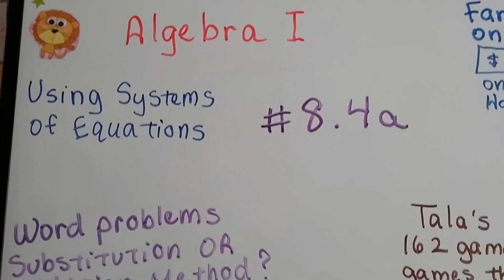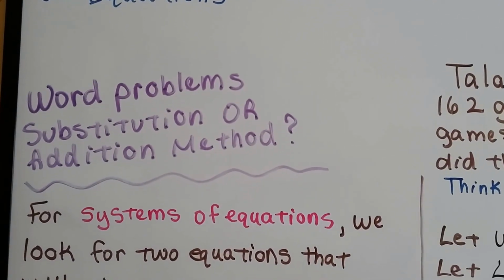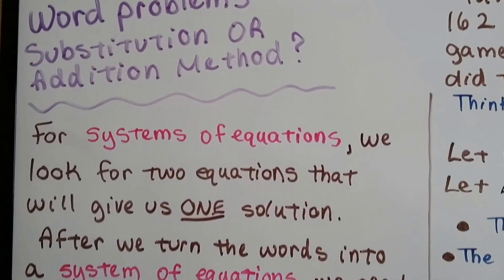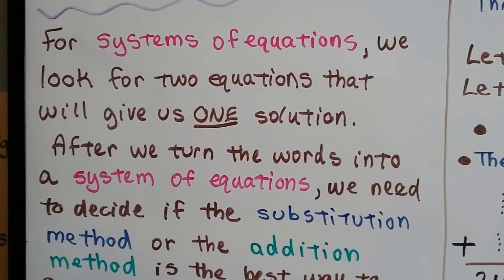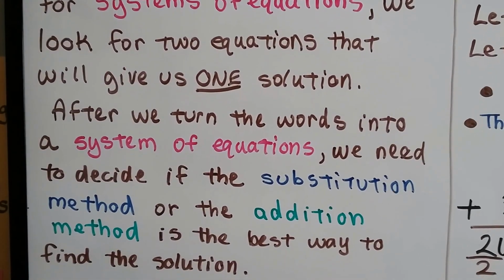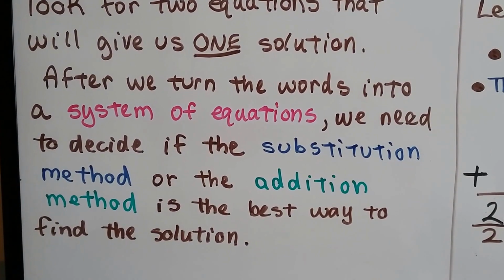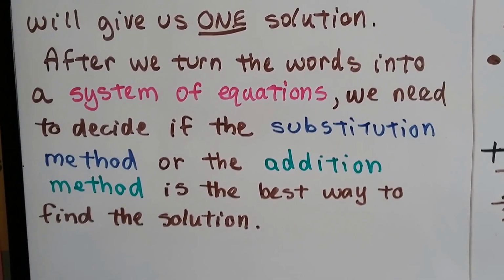Algebra 1 8.4a, we're going to talk about how to solve word problems using either the substitution or addition method and how to know which one to use. For systems of equations, we look for two equations that'll give us one solution. And after we turn the words into a system of equations, we need to decide whether we're going to use substitution method or the addition method, and which is the best to find the solution.